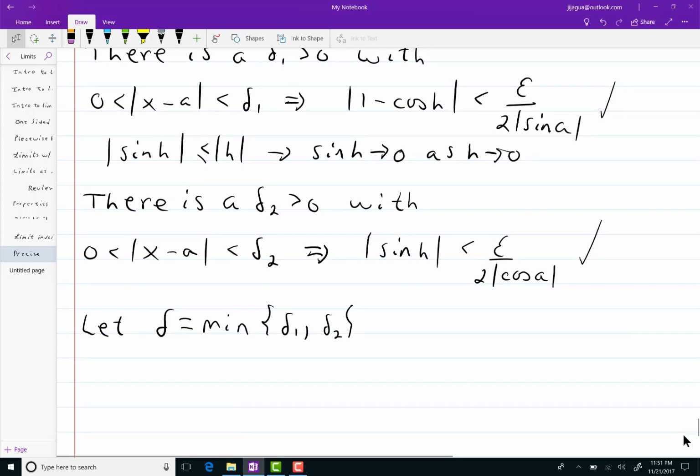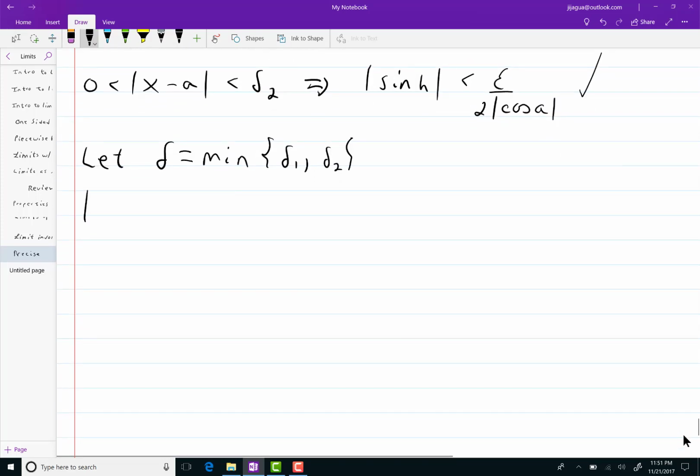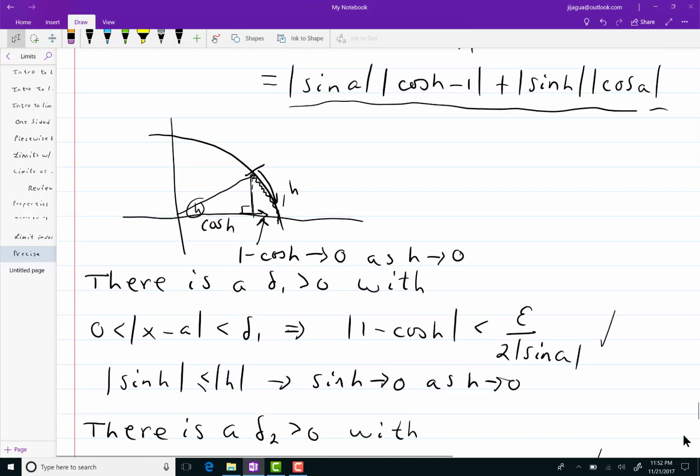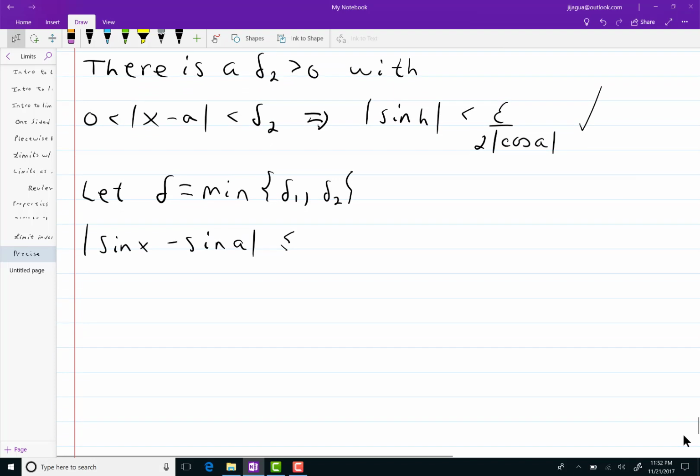Let me go ahead and write what I have up there. I have the absolute value of sine of x minus sine of a was less than or equal to, we can sneak a peek again, the absolute value of sine of a times the absolute value of cosine of h minus 1, plus the absolute value of sine of h times the absolute value of cosine of a.